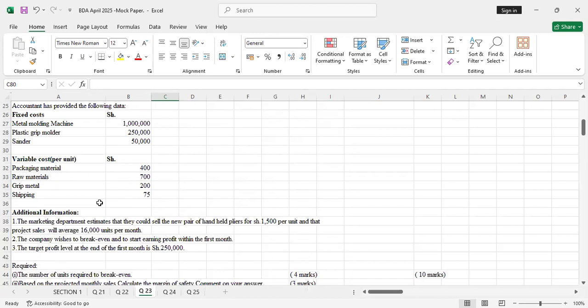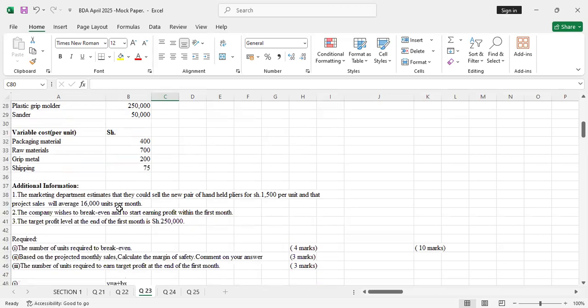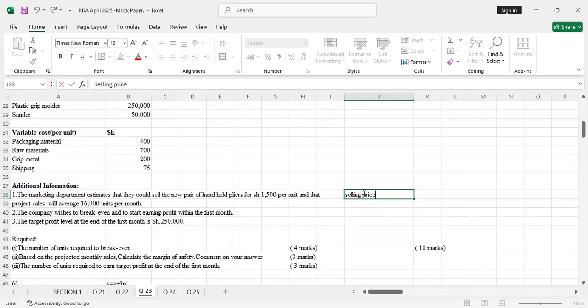Then we have variable cost per unit: packaging material is 400, raw material 700, grip metal 200, and shipping is 75. Then additional information. Number one, the marketing department estimates that they could sell the new pair of handheld pliers for shillings 1,500 per unit. Let me indicate here the selling price per unit, because this information will be very key. Selling price per unit will be 1,500.